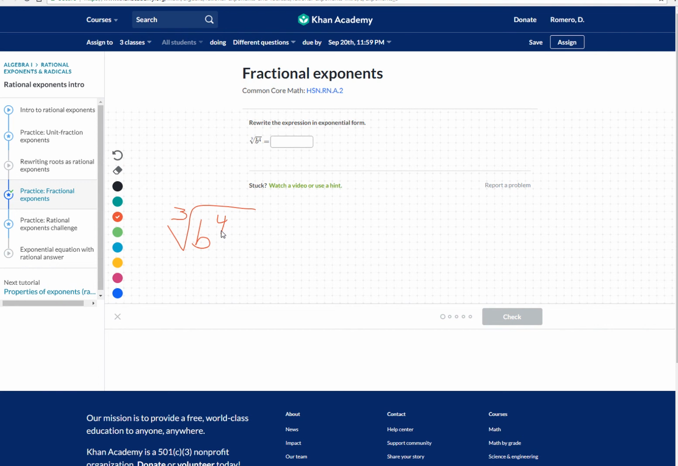So let's rewrite this as b to a power. What power would it be here? 4 over 3. Good. b to the 4 over 3. That's not simplest form, but that's what they're asking us to do, is write it in exponential form. b to the power.